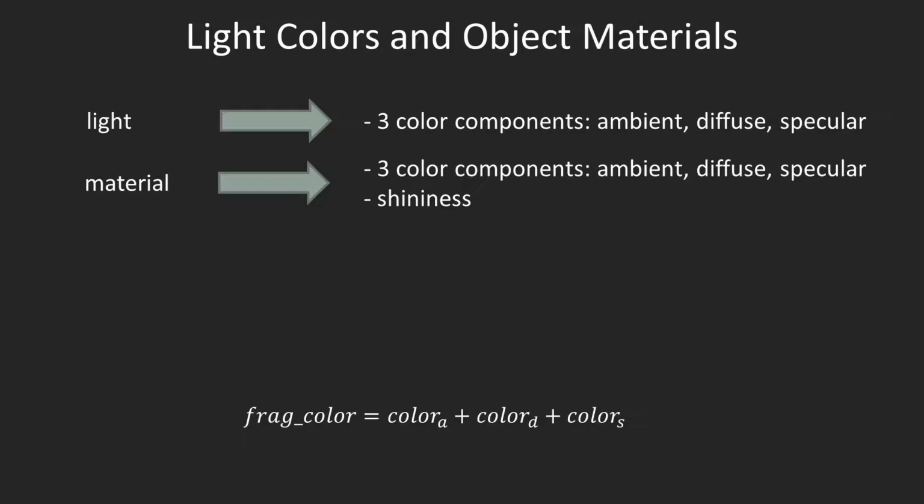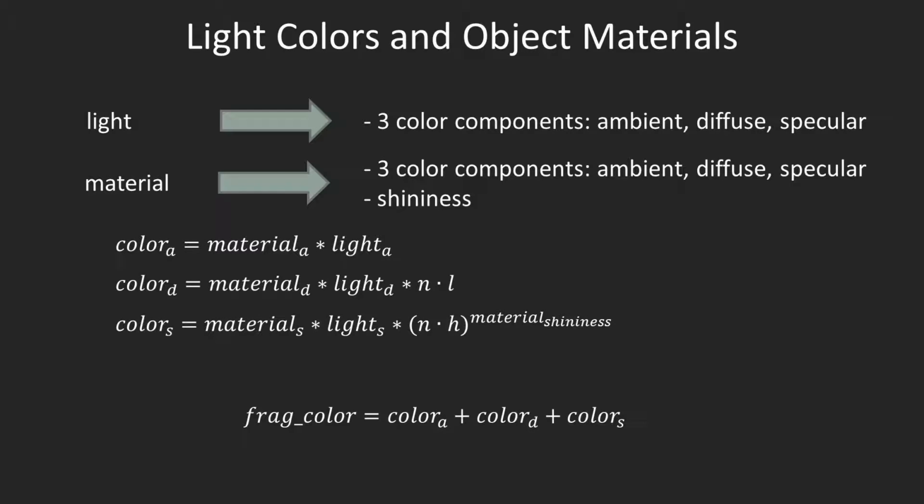Like lights, objects have materials, and each of the materials is made up of those same three components, ambient, diffuse, and specular. But these represent the reflectivity of the material. And there's also an additional value called the shininess. We used the shininess value as the exponent of the result of the dot product between the normal and the half vector. We did that for specular.